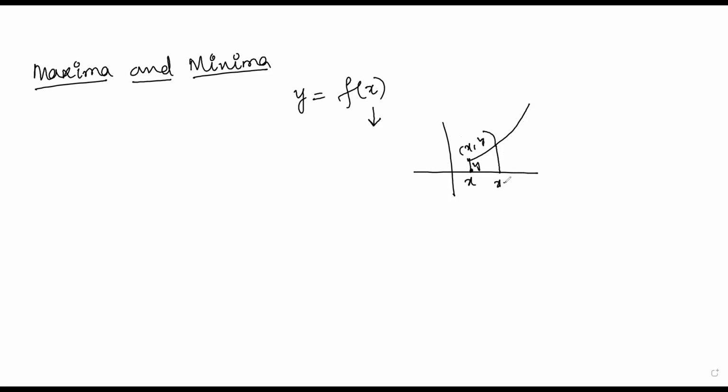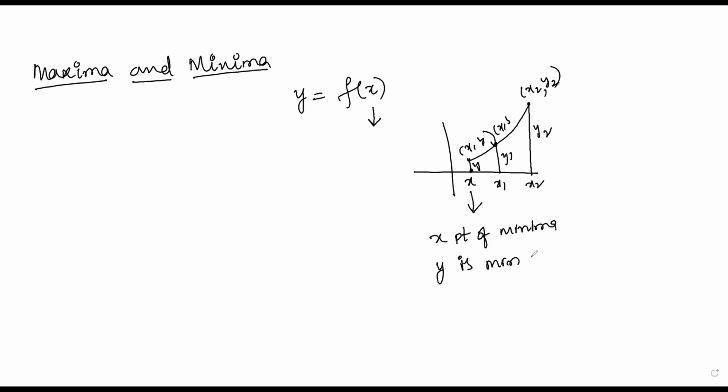And as you give an x1 value, you get a y1 value here, this is x1 comma y1. Like this, if you give x2, then you get some y2 value. Let's say this is x2, y2. And here, the point x is called the point of minimum, and what is y? Y is the minimum value of the function, the minimum value of f of x.